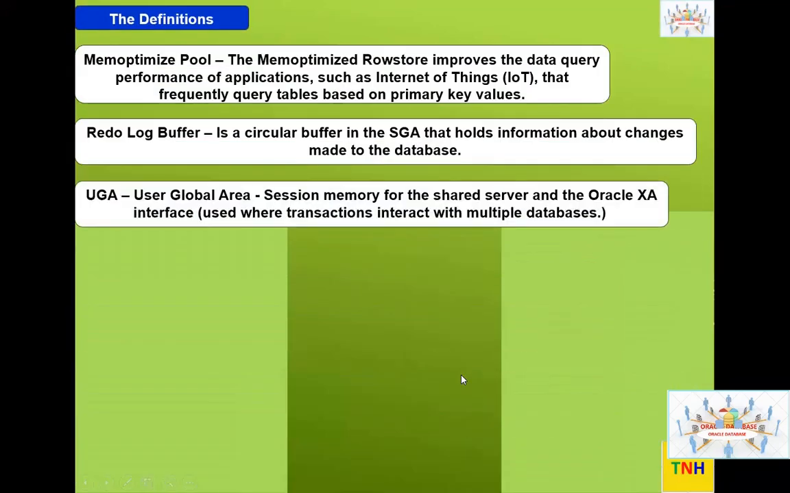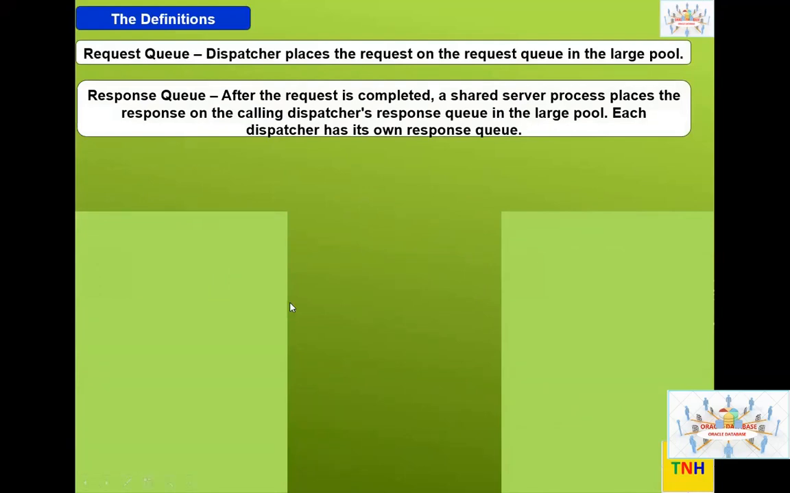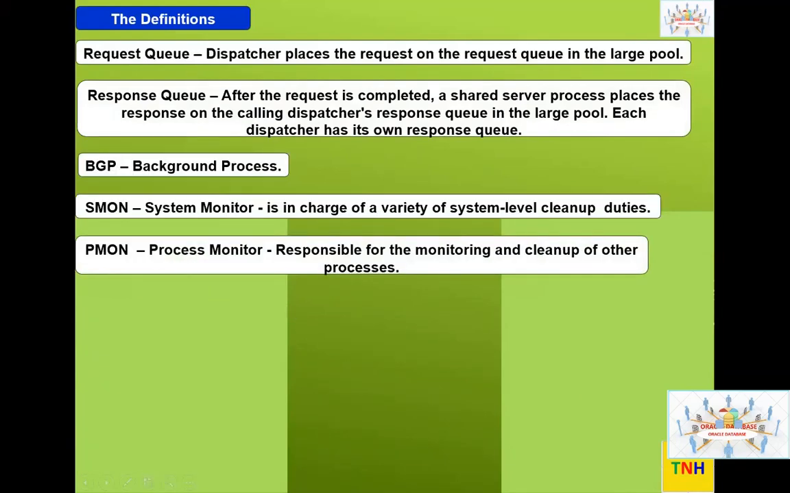Yes, so we have the background processes. BGP is the short name for background process. System monitor, SMON, is in charge of a variety of system-level cleanup duties and maintains the integrity of the system. It is one of the major background processes. PMON, the process monitor, is responsible for monitoring and cleanup of other processes.